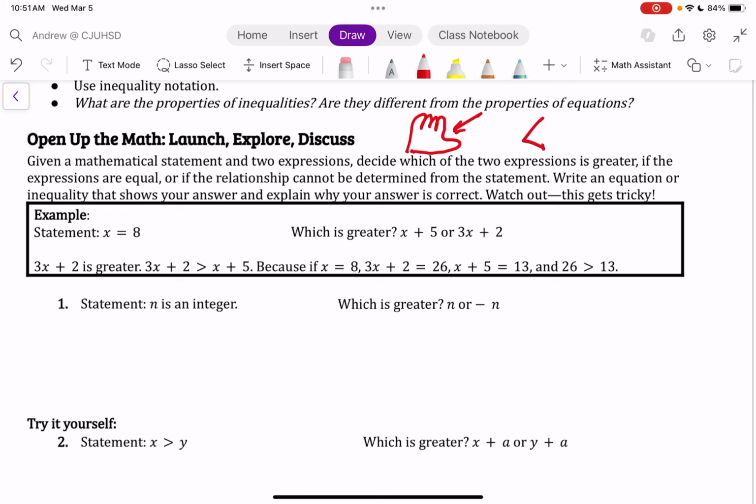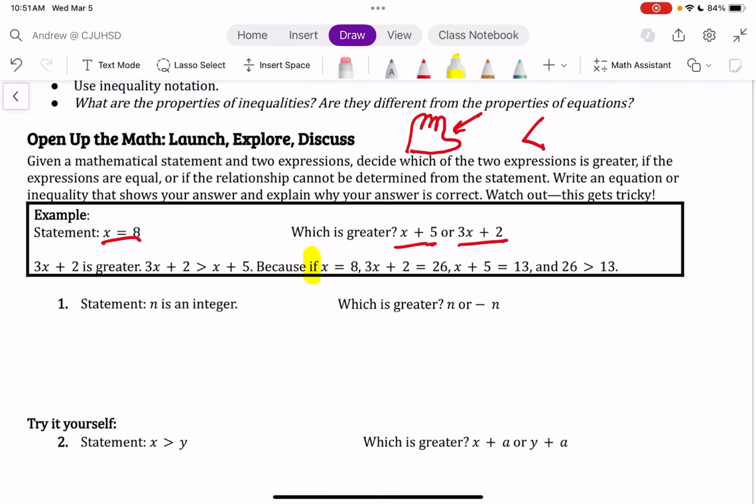So in our example, the statement is that x equals 8, and we're trying to figure out if x plus 5 or 3x plus 2 is greater. Well, one way to do this is by substitution. Just simply put the number in place of the letter. That's what's been done here after the if.